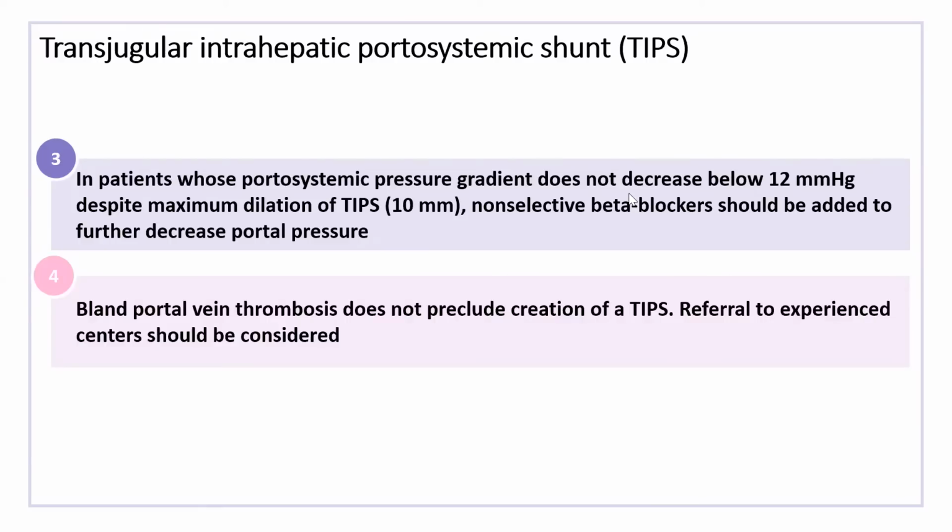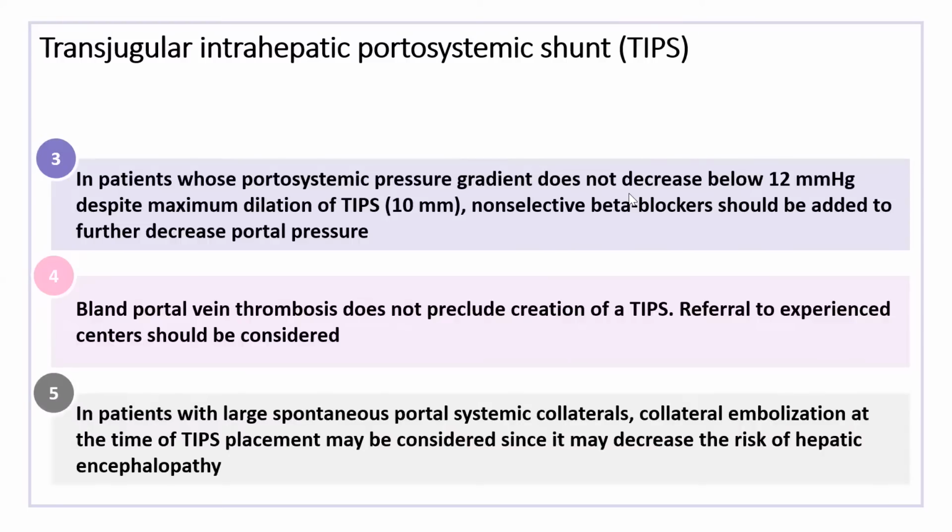Now, bland portal vein thrombosis does not preclude the creation of a TIPS, and referral to an experienced center should be considered. The canalization of portal vein thrombosis may also make it easier for transplant procedures, and it can be done and should be considered on a case-by-case basis with IR consensus. In patients with large spontaneous portosystemic collaterals, collateral embolization at the time of TIPS placement may be considered, since it may decrease the risk of hepatic encephalopathy.